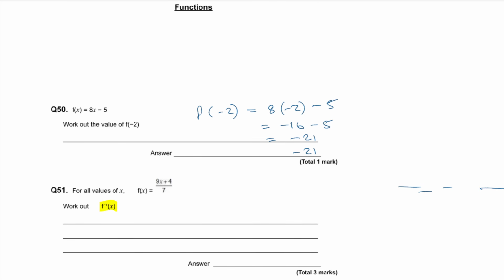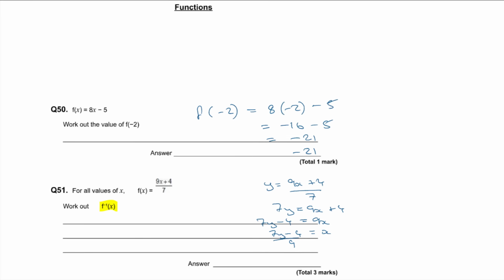Now, in order to do that, we're going to switch back into y and x notation first. Let y be equal to the expression. We've got 9x plus 4 over 7. And then rearrange it to make x the subject. So multiplying through both sides by 7, I'm going to get 7y is equal to 9x plus 4. Taking 4 away from both sides, I'm going to get 9x is equal to 7y take away 4, and then dividing through both sides by 9, I'm going to get x is equal to 7y minus 4 divided by 9.